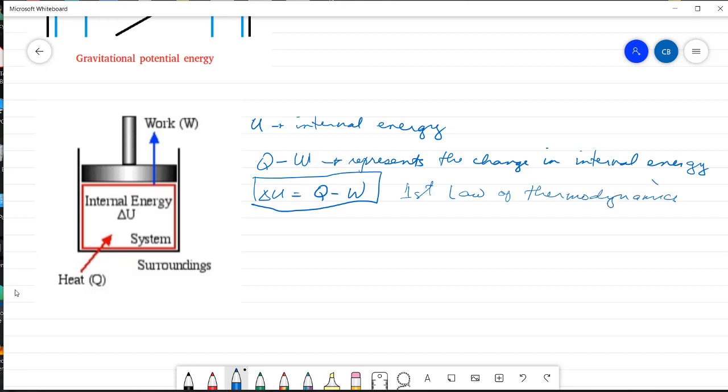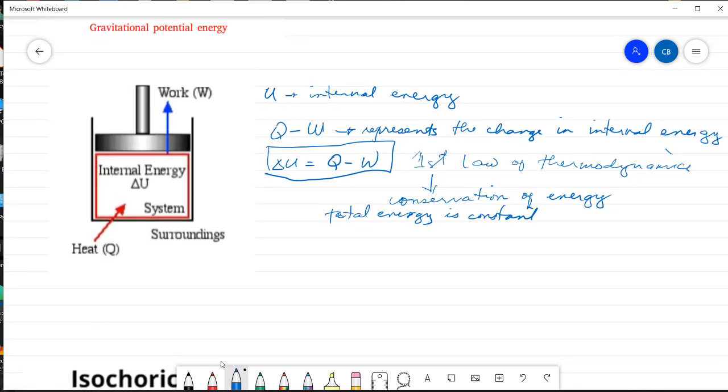The first law of thermodynamics applies the principle of conservation of energy: in an isolated system, the total amount of energy is constant. Energy cannot be created nor destroyed, but it only changes forms. So in here, the energy entered minus the energy left is equal to the change in energy within the system.